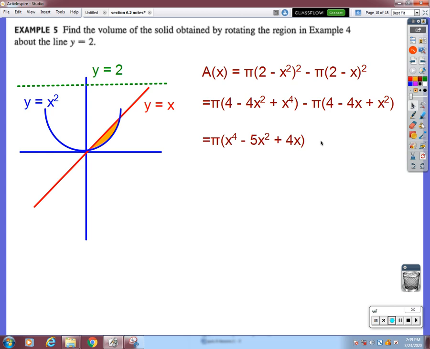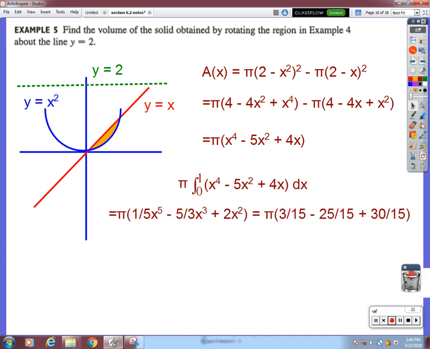So it turns out this is the integral that I'm going to do, which again is not very difficult. I'm going from 0 to 1 because those are the intersection points in between these curves. So I have to take the antiderivative of this. Ooh, that looks like fun. So the antiderivative of this is 1/5 x to the fifth. The antiderivative of this, since I'm adding 1 to the exponent, is negative 5/3 x to the third. And then the antiderivative of 4x is 2x squared.